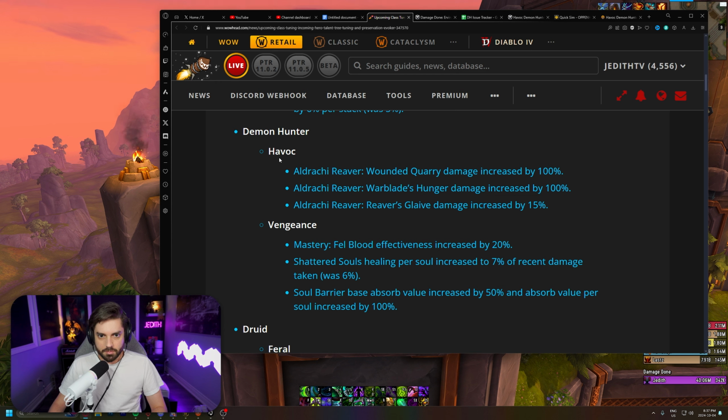So, Havoc Demon Hunter, Aldrachi Reaver Wounded Quarry damage increased by 100%. Aldrachi Reaver Warblade's Hunger damage increased by 100%. Aldrachi Reaver Reaver's Glaive damage increased by 15%. These might look like very big numbers, and they are, but you have to remember, generally, when you're seeing something increased by a triple digit factor, that's kind of telling you that it probably didn't do much damage in the first place. So let's take a look in game.